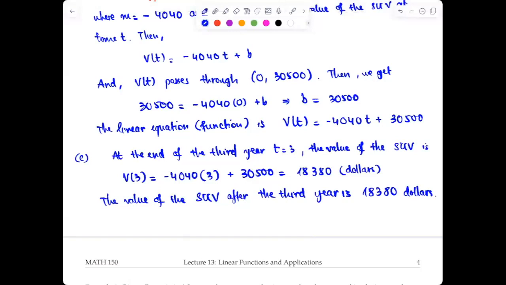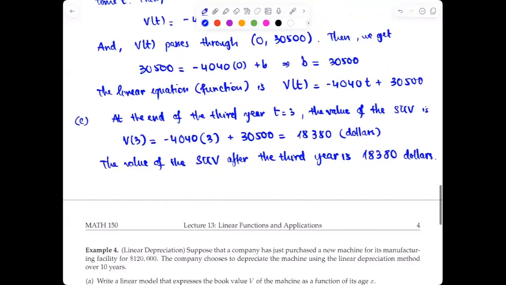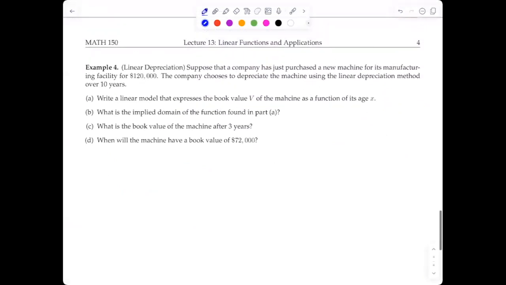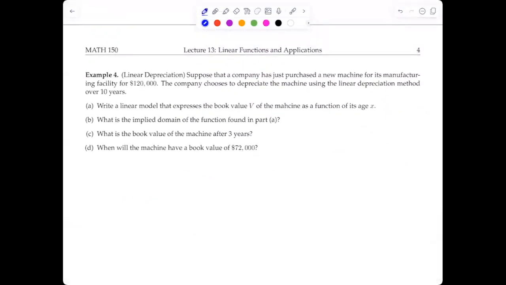So hopefully this example is not too overcomplicated for us, right? Understandable. So this is an application for linear functions. They use a lot of this type of approximation or calculation in economics and statistics. All right, so let's cover one more example on linear depreciation. Any questions on example 3? Any questions? All right, example 4.